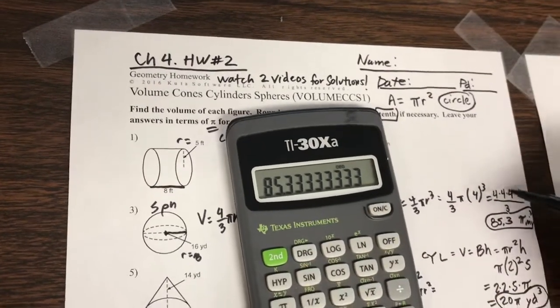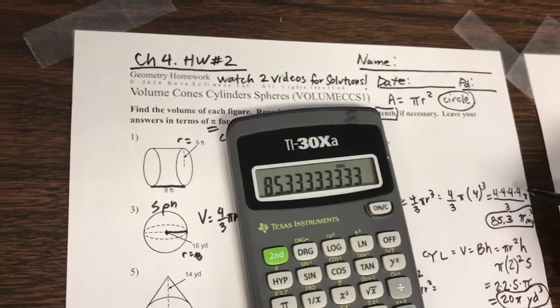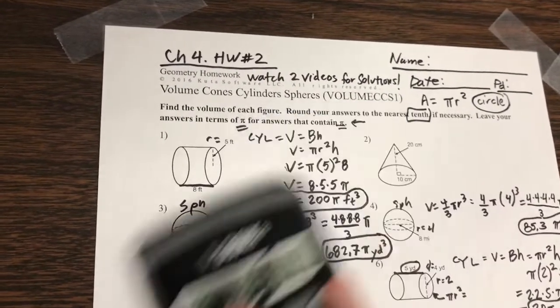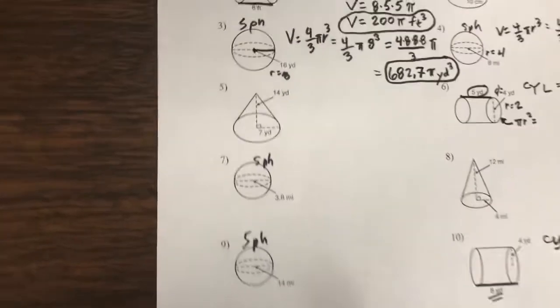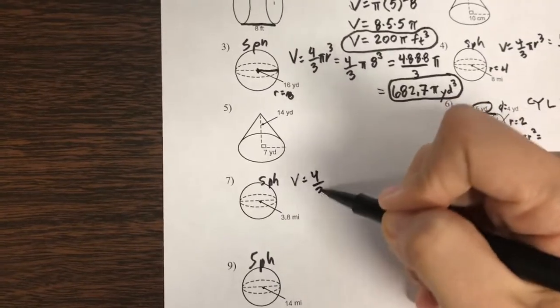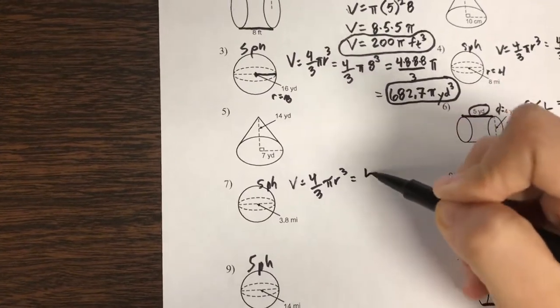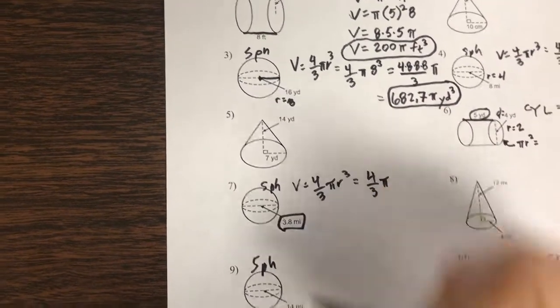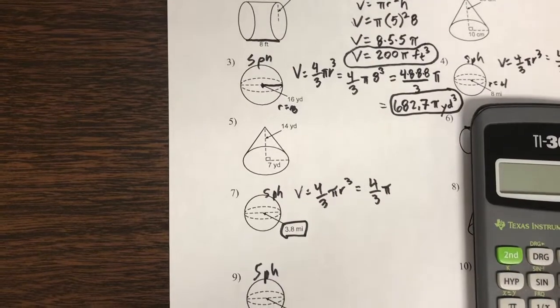So notice I have 4 times 4, which is still 4 to the 4th power. That would have been another way to type it in the calculator. Still the same answer. Okay, move to 7. 4/3 pi r cubed, so 4 over 3 times pi. Ooh, that's my diameter, so I gotta find my radius.